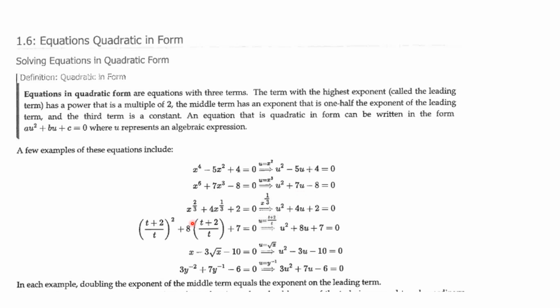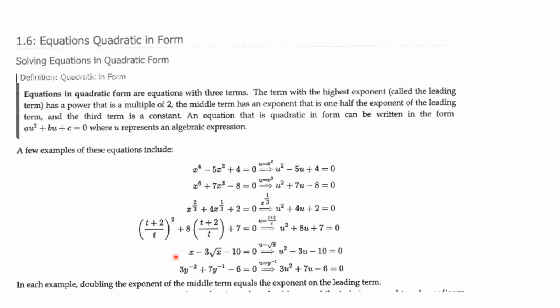X to the 2/3 plus 4x to the 1/3 plus 2 equals 0. If we do the substitution that U is equal to x to the 1/3, it can be written as U squared plus 4U plus 2 equals 0. Another example is (t plus 2 over t) whole squared plus 8 times (t plus 2 over t) plus 7 equals 0. If we let u equal t plus 2 over t, it can be written as u squared plus 8u plus 7 equals 0.